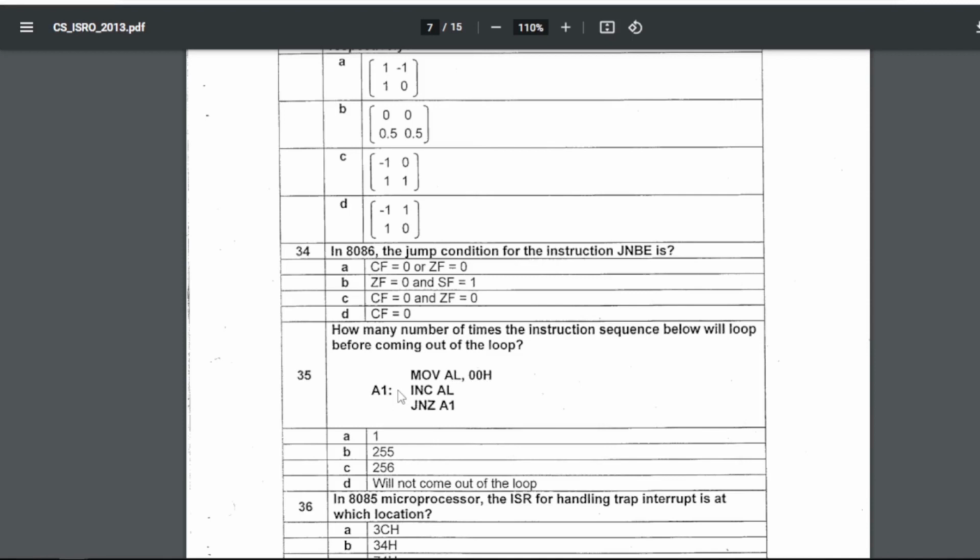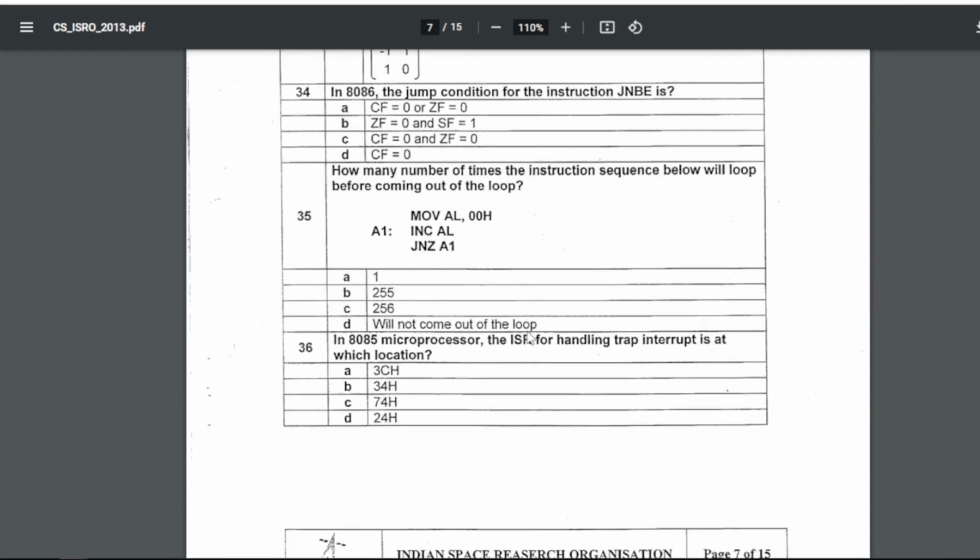Now question number 34 is, in 8086, the jump condition for the instruction JNBE is what? For this our answer will be C, that is CF equals 0 and ZF equals 0, because in 8086 the instruction JNBE is jump if not below nor equal. To execute this instruction, the zero flag should be false, so ZF will be 0, and the carry flag should also be false. So carry flag CF equals 0 and the zero flag ZF equals 0.